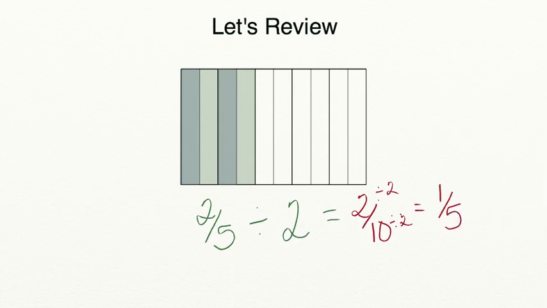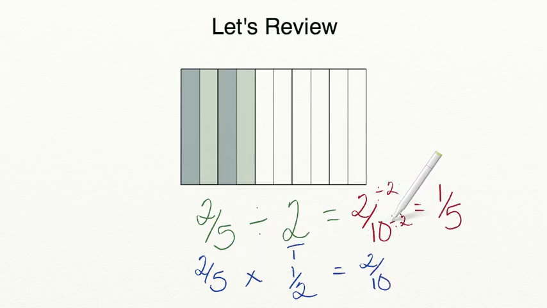Now let's go ahead and practice our other strategy to check our work. We are going to find the inverse of division, which is going to be multiplication, and then we are going to find the reciprocal of 2 wholes, which is going to be 1/2. Now I can multiply across. 2 times 1 equals 2, and 5 times 2 equals 10, which once again gives me 2/10, which we can simplify down to 1/5.